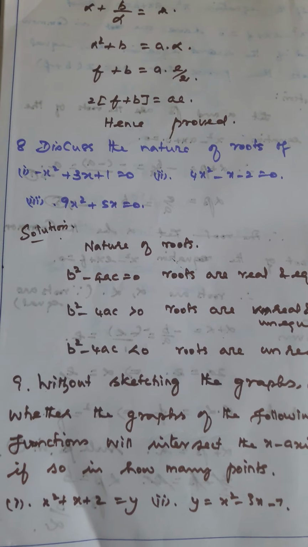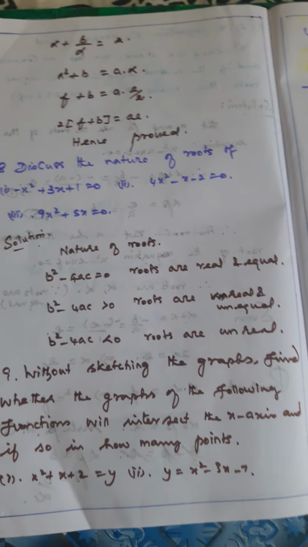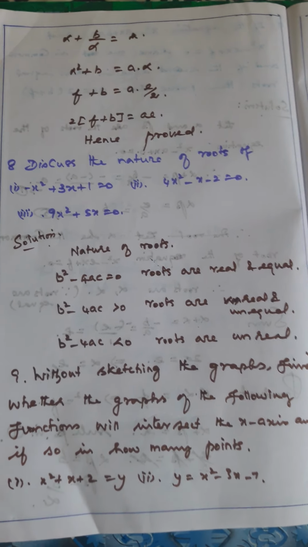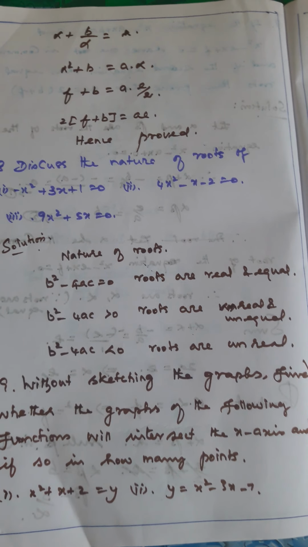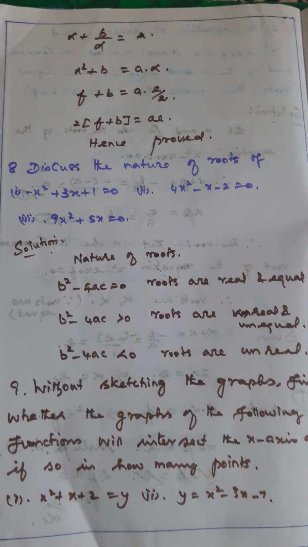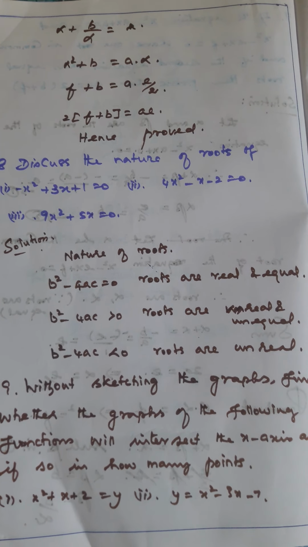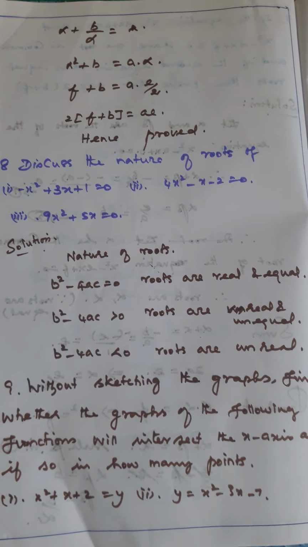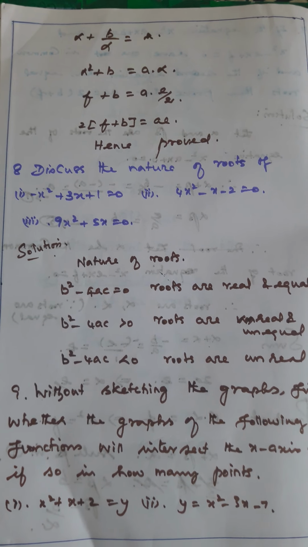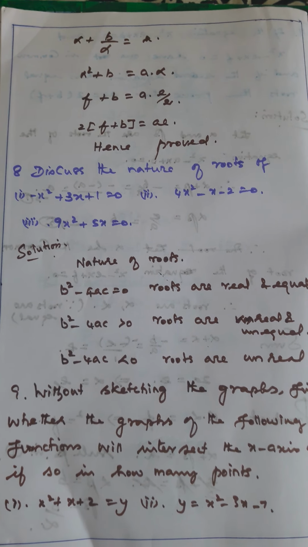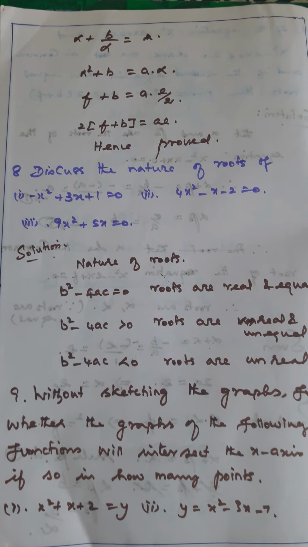And the ninth one is a graph related question. It's not a graph related question, it's a without graph question, right? Without sketching the graph, find whether the graphs of the following functions will intersect the x-axis, and if so, in how many points. So I explained to you where it will touch your x-axis. If discriminant is greater than 0, it will intersect your x-axis at 2 points. If it's equal to 0, intersect at 1 point. If it is less than 0, a negative number, the graph does not intersect your x-axis, right? So for that, you should know a, b, c values.